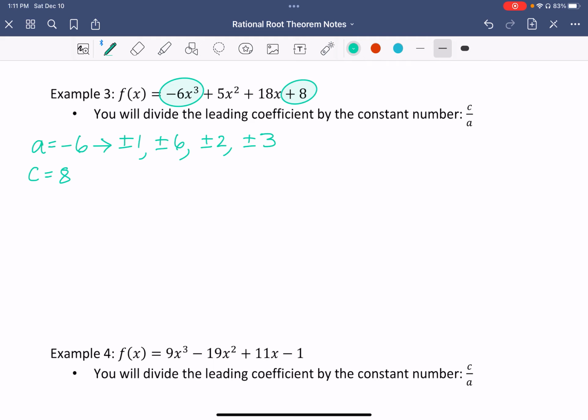And then for 8, it'll be similar. So you can do 1 times 8, so plus or minus 1 or plus or minus 8. But you could also do 2 times 4 and still get 8. Okay, so this one we're going to have a lot of possible zeros because there are so many numbers. So let's start listing those possible rational zeros.